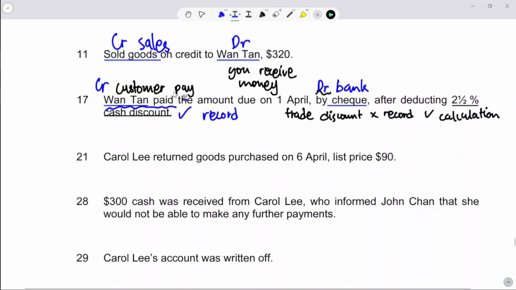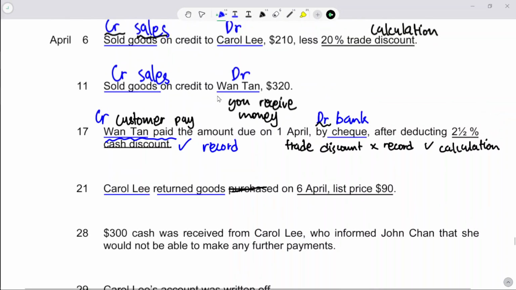First, we need to draw two lines. Don't be tricked if there are return and this purchase. Don't be tricked by this word. Then it's referred to the 6th April.